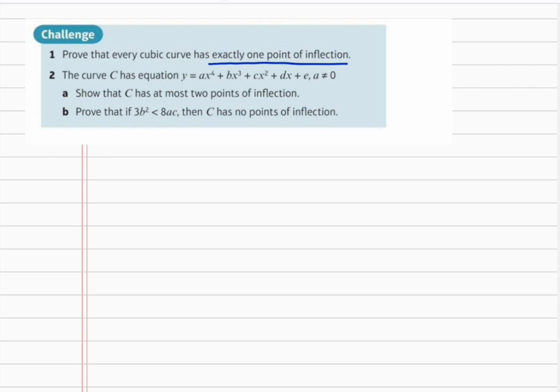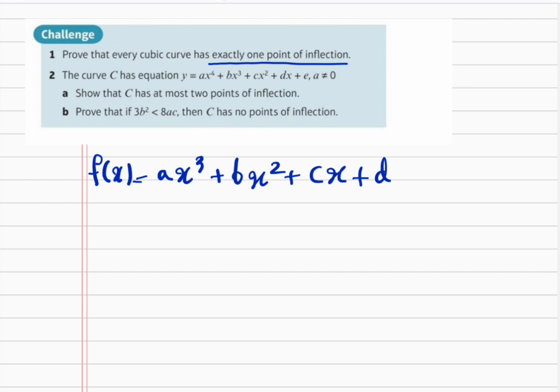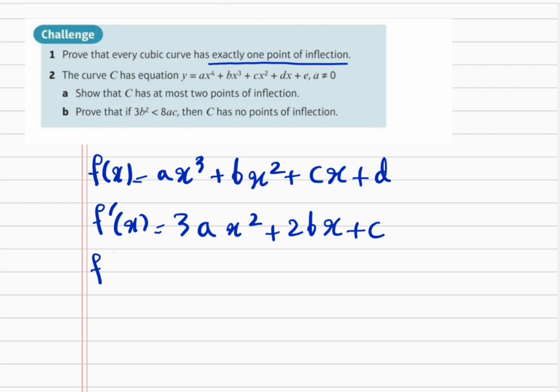The first thing is to remember that the general form of a cubic function f of x is ax cubed plus bx squared plus cx plus d. Now, in order to find the point of inflection, we first need to find the second derivative. So let's differentiate. First, f dash x is equal to 3ax squared plus 2bx plus c, and the second derivative is equal to 6ax plus 2b.